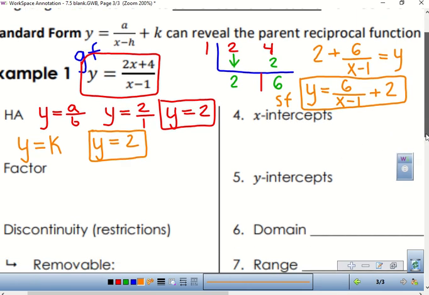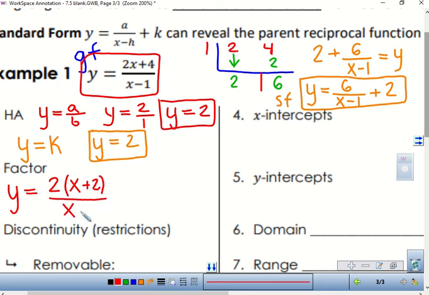Now as for the factoring portion, this one doesn't have any factoring to complete, but the one in the red has some factoring that we can do. So what can we factor out of the numerator of the general form? We can factor out a 2, right? So if I factor out a 2, that's just going to leave me with 2 times x plus 2, all over x minus 1. So that's its factored form.